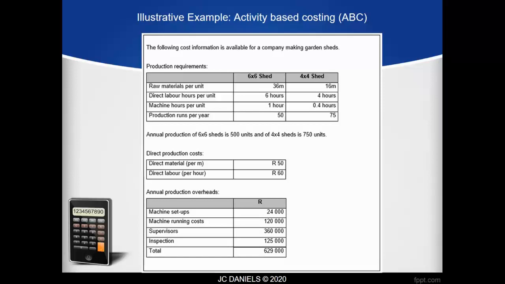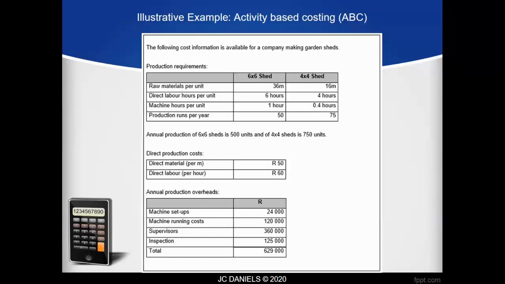So usually, if they don't have a department that deals with that, then they will get in someone to adjust the settings. Then we are also given direct production costs. So we've got direct material that's given to us per meter. So please note that it's not given to us per product, given to us per meter. And then the direct labor is given to us per hour, also not per product, but per hour.